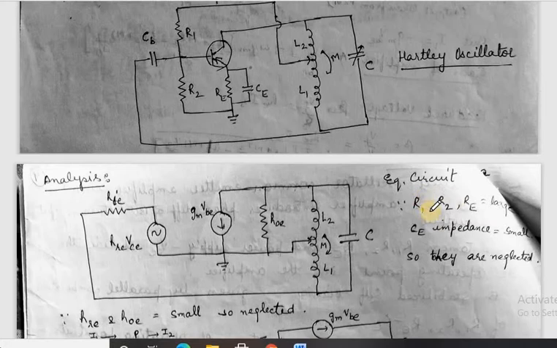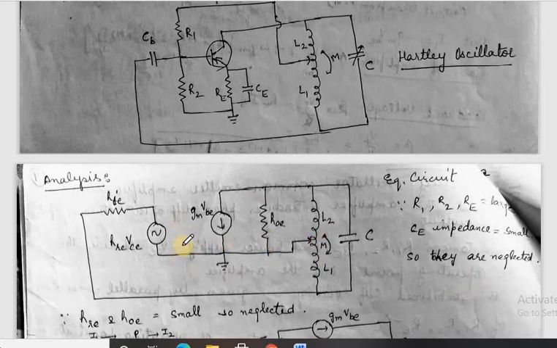So in the equivalent circuit the values of R1, R2 and RE are very large as compared to other parameters, and CE impedance is very small. So all of these are neglected. These are neglected because they are only used in DC operation, stabilizing, or defining an operating point.